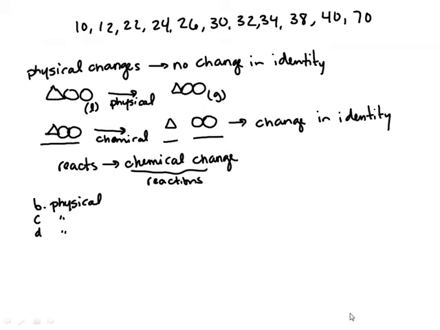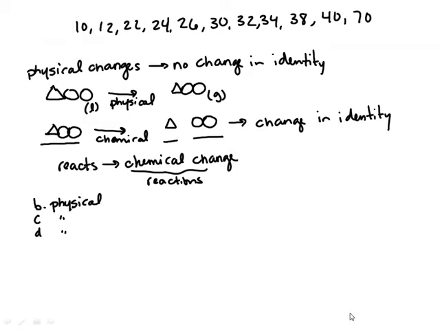Diamonds are very hard substances. Well, if that was a chemical property, then by measuring the hardness of diamonds, I would have changed the identity of the diamond, and that's not what happens. So that is a physical property.